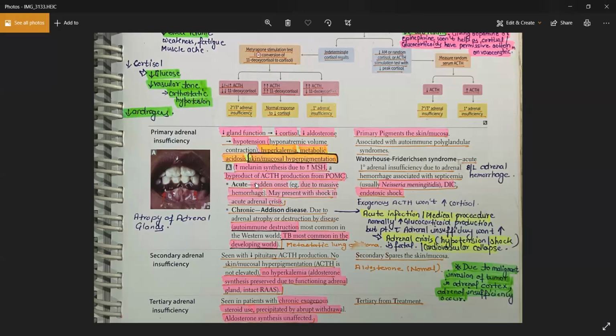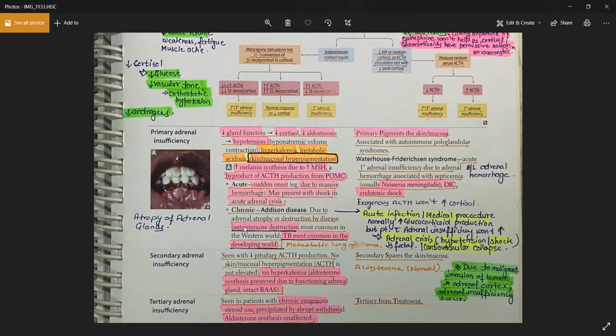So the patient presents with shock and an acute adrenal crisis. The second thing is chronic Addison's disease, which generally happens because of atrophy or destruction. So it could be an autoimmune destruction, or it could be an exogenous type.